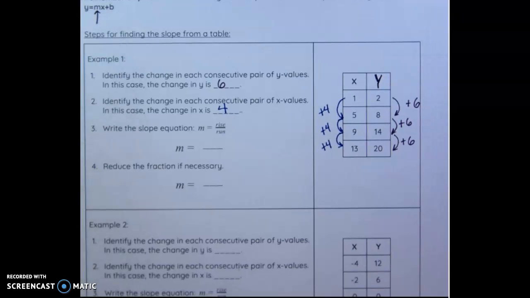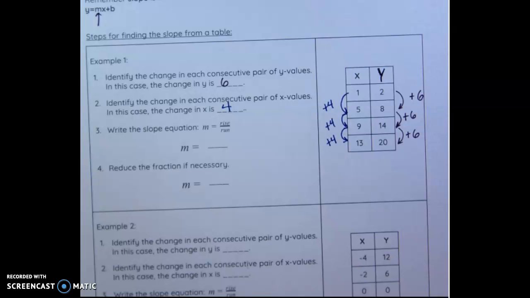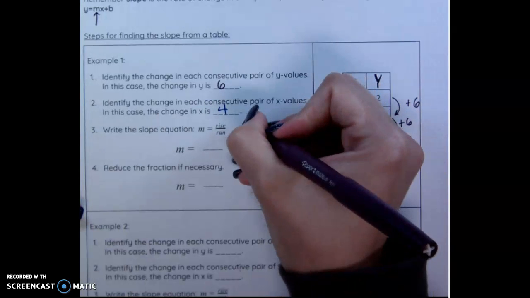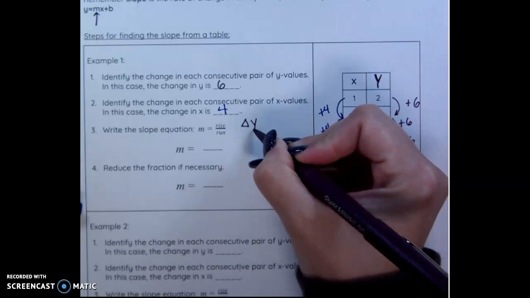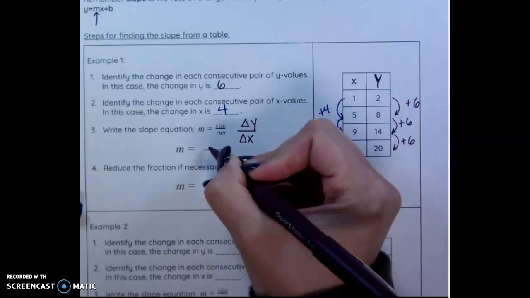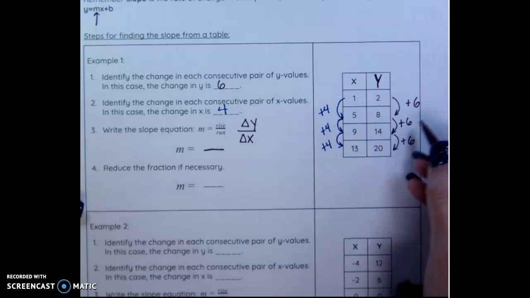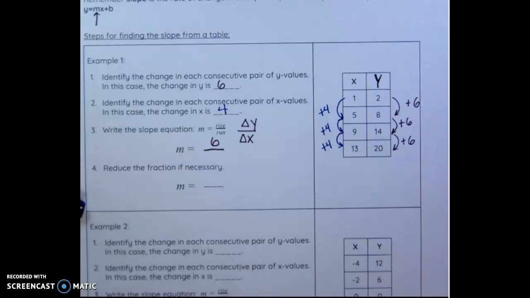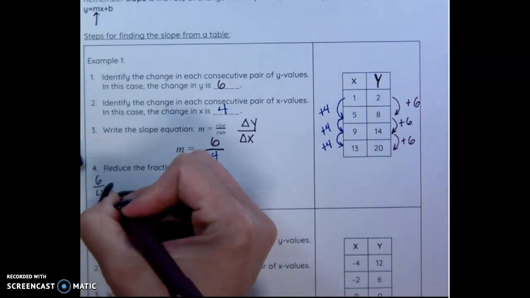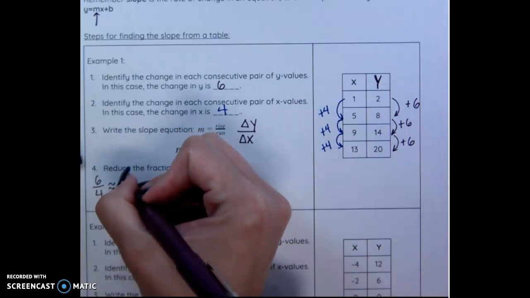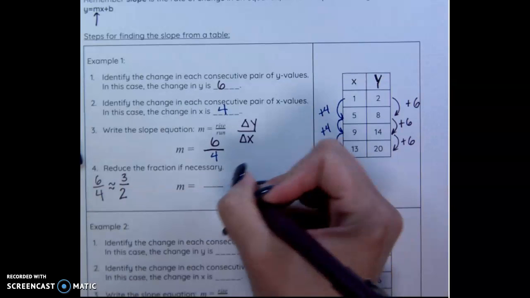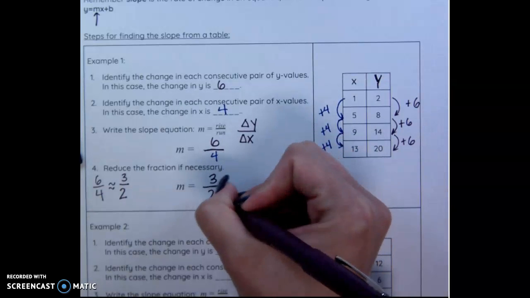Okay, and now we write it in the equation rise over run. That means our y's. We say change in math is a triangle. It's called a delta. That means change in y over change in x. So, using this as my fraction bar, the change in y is 6, and the change in x is 4. Now we can reduce the fraction. 6 over 4 reduced, I can divide both by 2. So, 3 over 2 is my slope, and it's positive because both sides are positive.